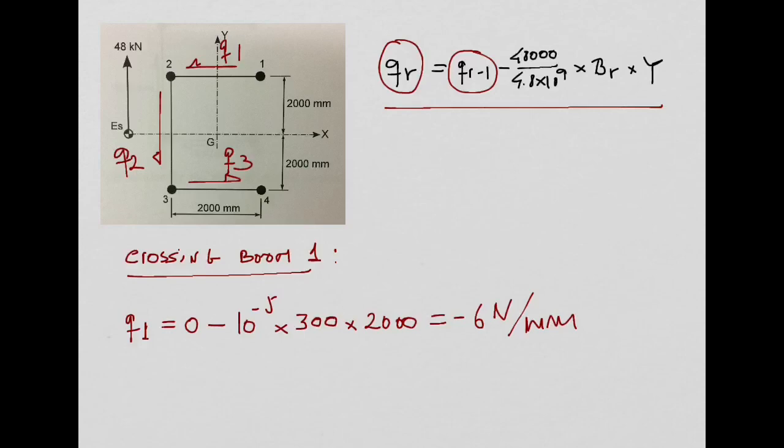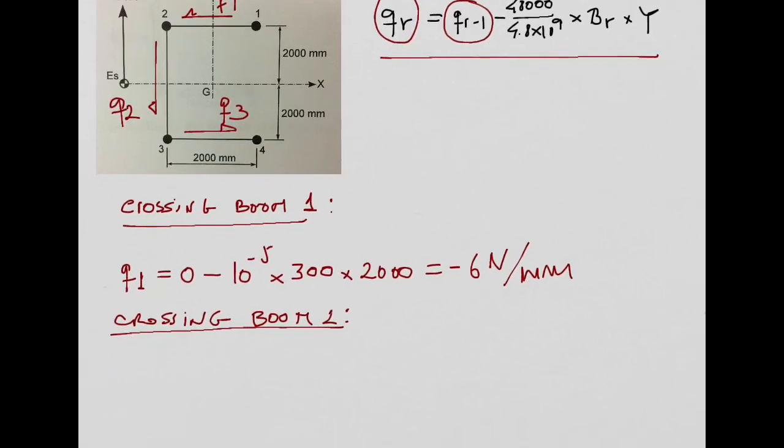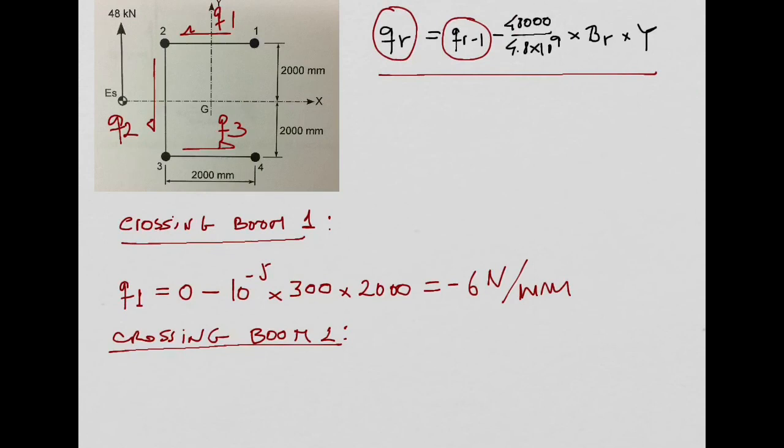I need to cross now the next boom, which is boom number 2. I'm going to use the same equation to cross boom number 2. So when I cross boom number 2, this QR is equal to what? Is it equal to Q1 or Q2? Which is the shear flow leaving the boom that I am crossing. It's Q2, right?